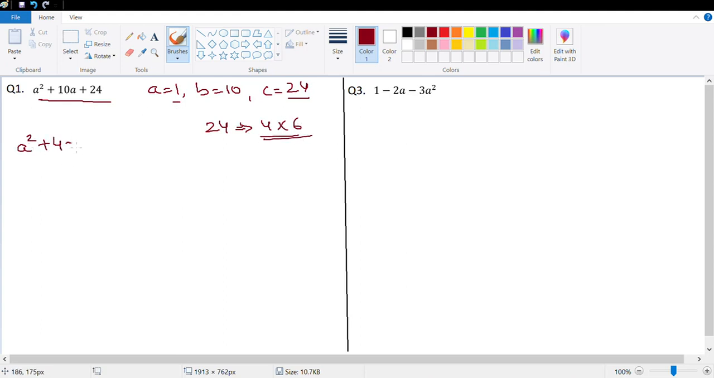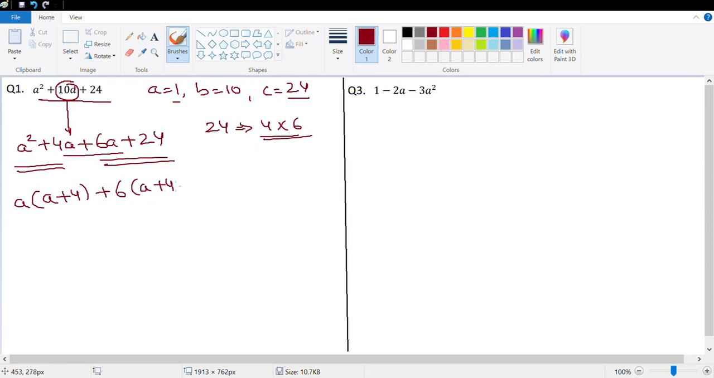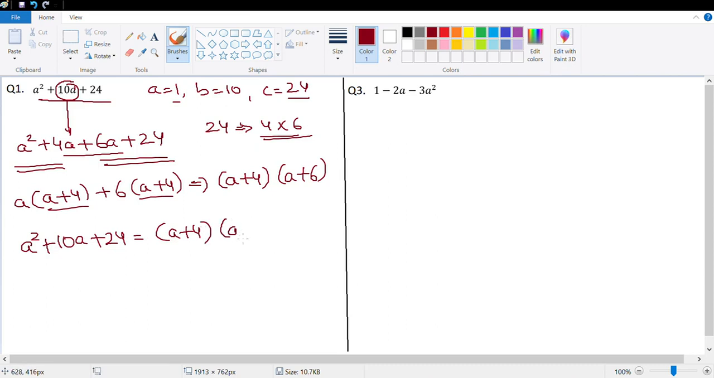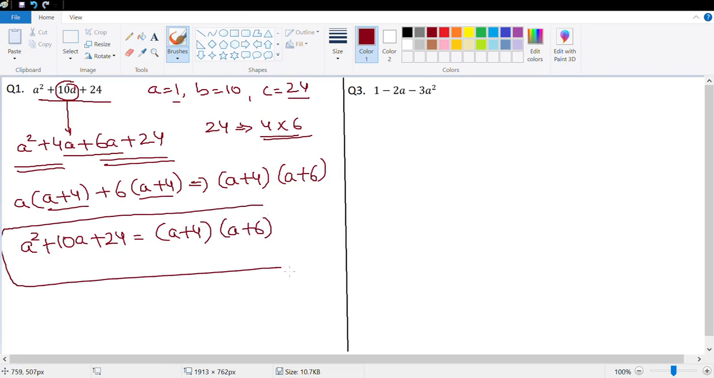So a square plus 4a plus 6a plus 24. All I have done is break 10a as 4a plus 6a. Now grouping the way I have underlined: a times a plus 4, plus 6 times a plus 4, which gives me a plus 4 times a plus 6, because a plus 4 is common between these two terms. I would represent my answer as a square plus 10a plus 24 is equal to a plus 4 times a plus 6. So that's the final answer.